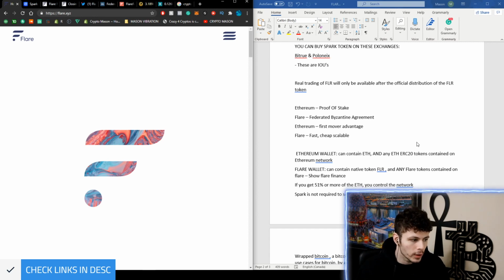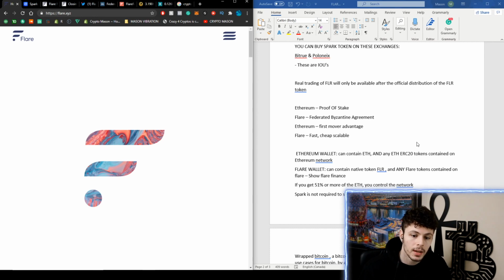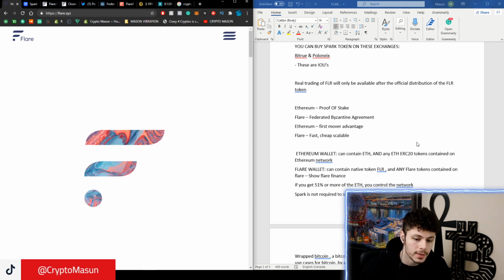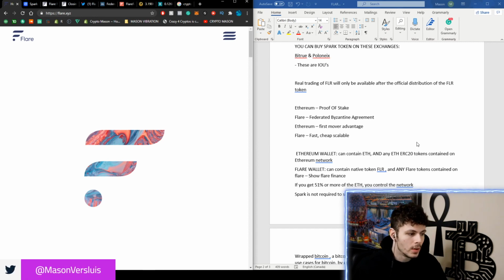So they were the first mover, but Flare's advantages are it's extremely fast, faster than ETH, it's cheaper than ETH, and it's currently more scalable than ETH. Now, ETH 2.0 is still in the works, it's still coming together, so that will make ETH more scalable.